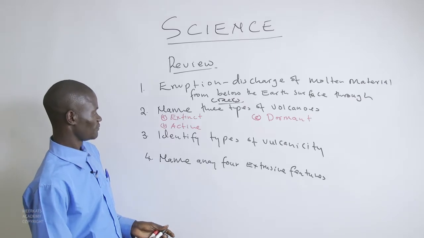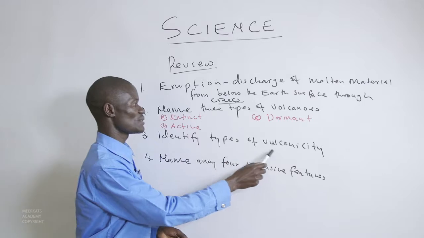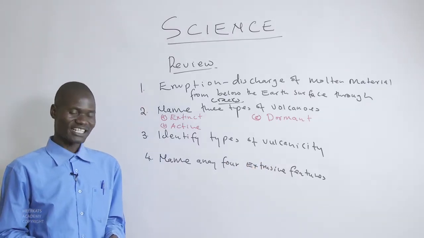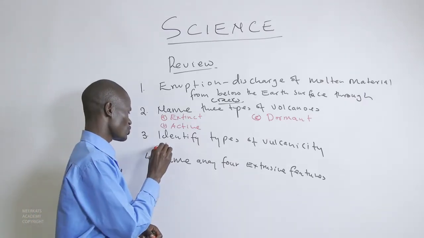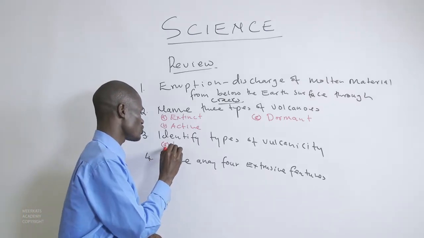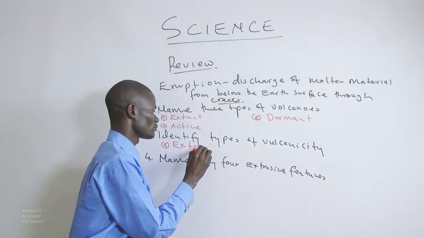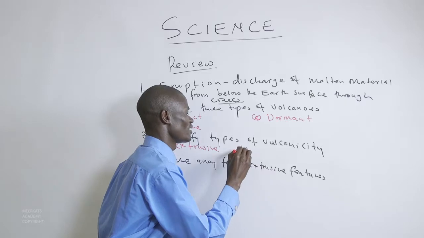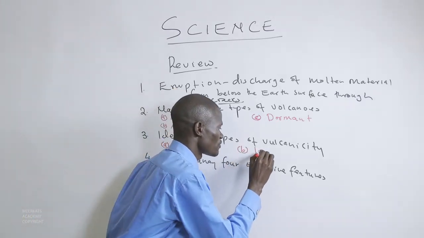Let's look at question 3. Identify types of volcanicity. How many types of volcanicity do we have? There are 2 types. One you have to remember is extrusive volcanicity, and the second one is referred to as intrusive.